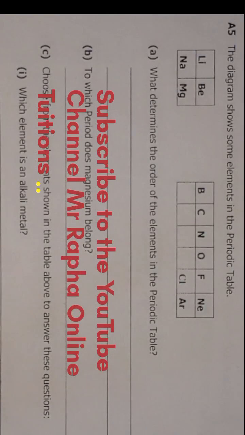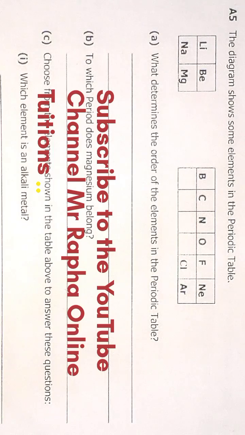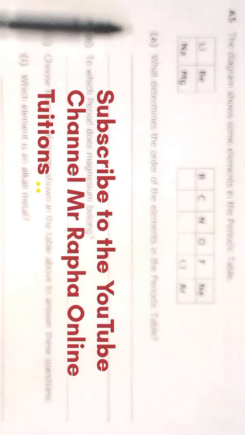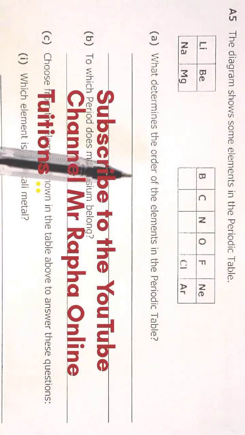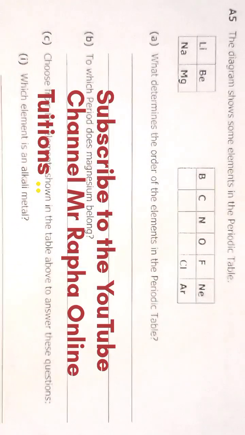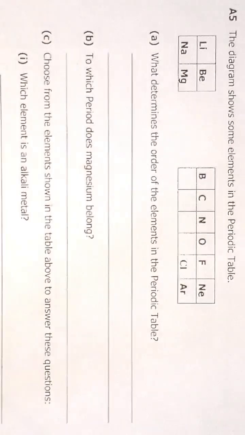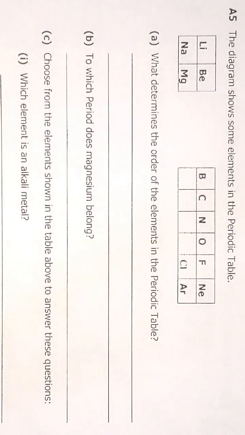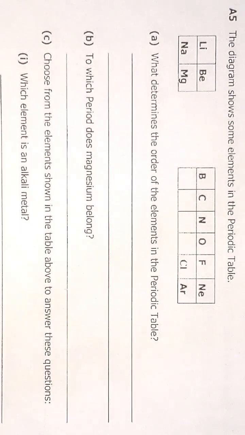It's time for chemistry, periodic table. The diagram shows some elements in the periodic table. So we have these elements, that's part of the periodic table that we have. So the first question, what determines the order of elements in the periodic table? So the order of elements in the periodic table is simply determined by the increase in the atomic number.